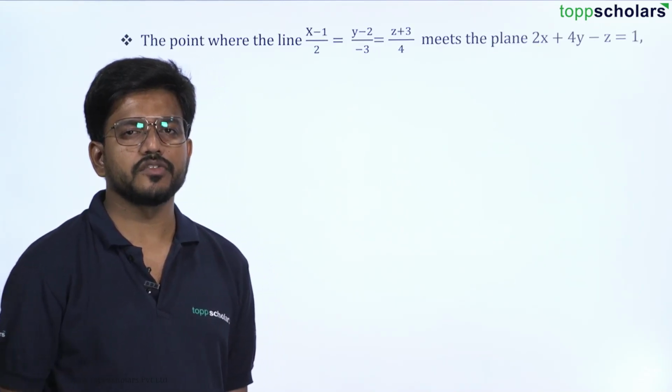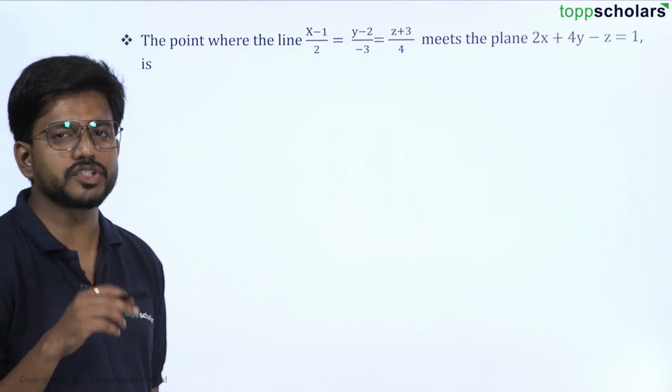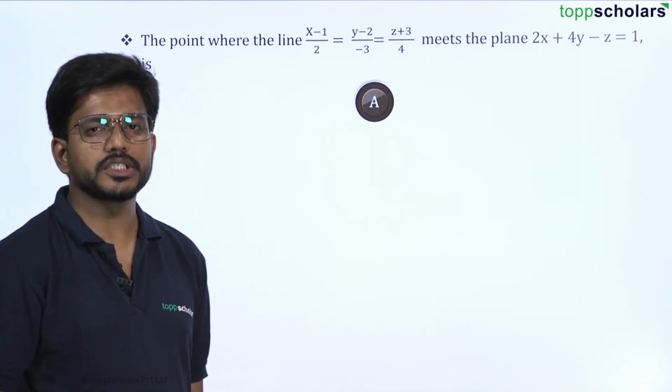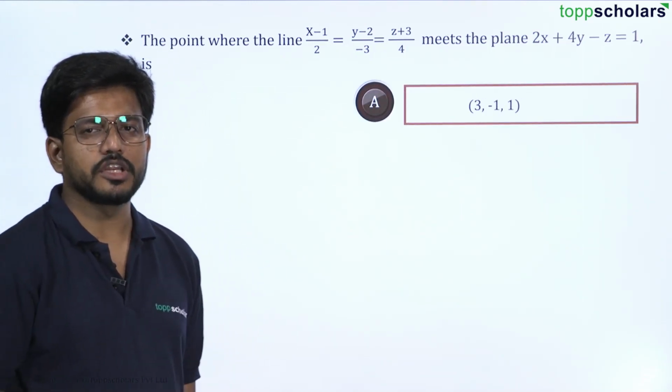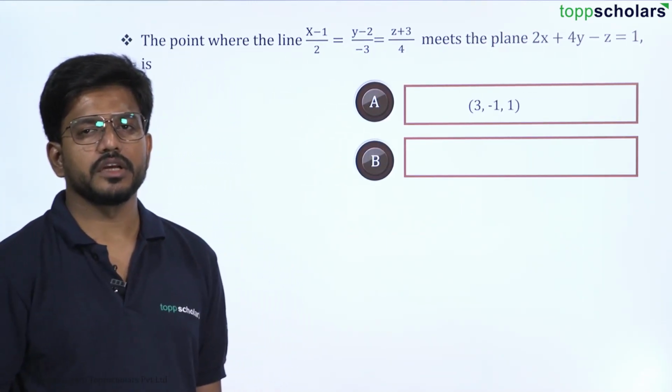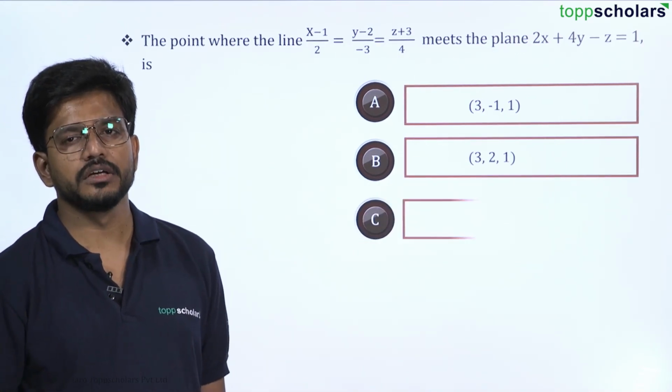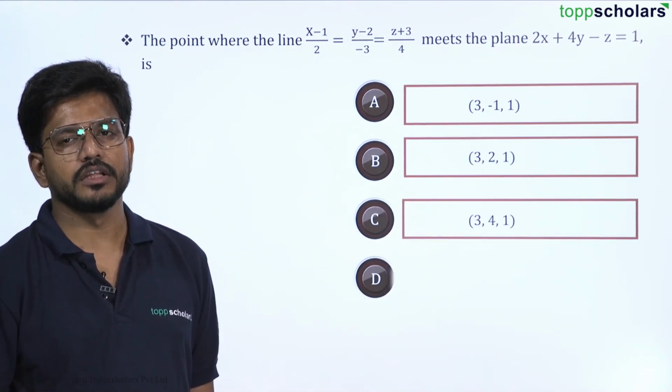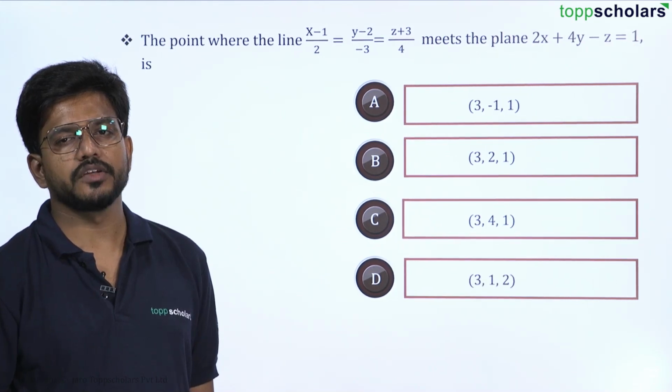So the next question is the point where this particular line meets this particular plane, and the points are given. First point is 3, minus 1, 1, second point is 3, 2, 1, third point is 3, 4, 1 and last point is 3, 1, 2.